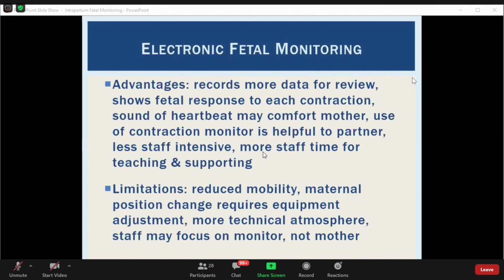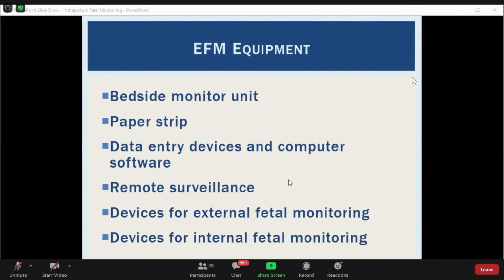Again, the technology creates more of a technical atmosphere. So I remind you again, pay attention to the mom, even though the temptation is to just look at the machine. Remember that you are not taking care of a machine, you're taking care of a patient. And if she changes position, if she moves from her left side to her right side, you might have to reposition the monitors. You shouldn't have to do Leopold's again. Usually you don't have to do a whole Leopold's maneuver because the change in position is not going to be that dramatic.